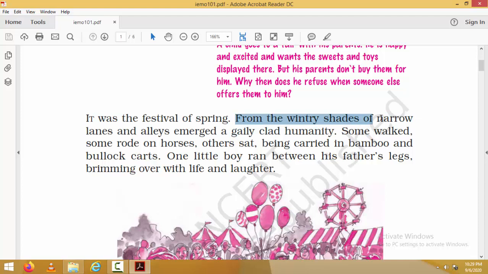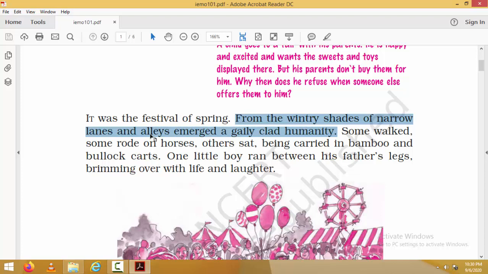From the wintry sacks of narrow lanes and alleys emerged a gaily clad humanity. The wintry sacks means the winter season, along the lanes and alleys. Emerged a gaily clad humanity. Gaily clad, these are strange words. What is gaily clad? Gaily clad is nothing but cheerfully clothed. People who wore their dress very cheerfully.